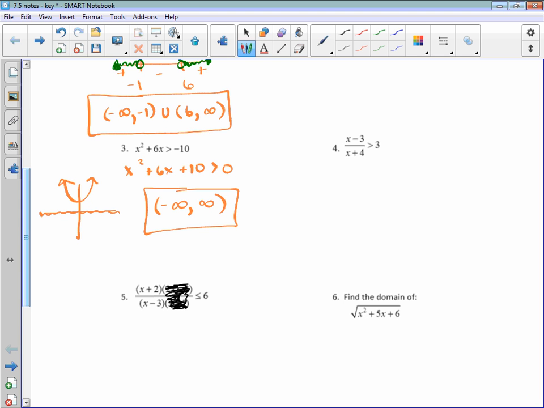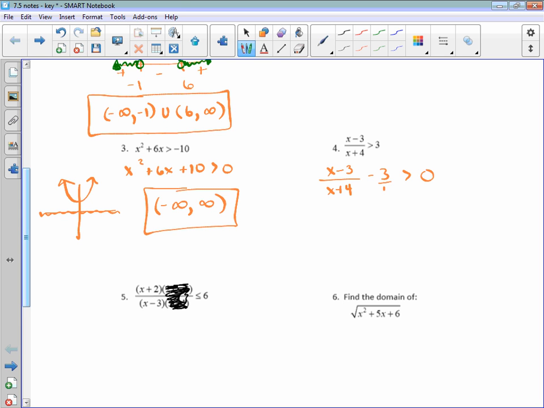Now, guys, your first instinct is probably to multiply by x plus 4. Please do not do that. If it was just an equation you were solving, absolutely. But because it's an inequality, you cannot get rid of your fractions. So what we have to do is bring the 3 over. So I have (x minus 3) over (x plus 4), minus 3, is greater than 0.